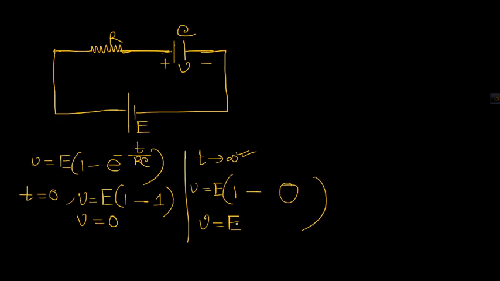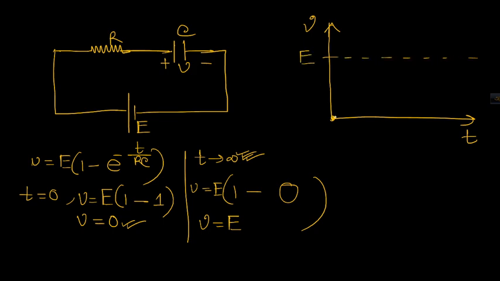So if we obtain a graph of the voltage versus time, we will see that when the time was 0, the voltage was 0, but when the time is infinity, the voltage is E. That is, the graph will try to reach E but never will cross E. When the time is infinity, the voltage will be E. That means when we connect a battery with a capacitor, the voltage across the capacitor will become the EMF of the battery.